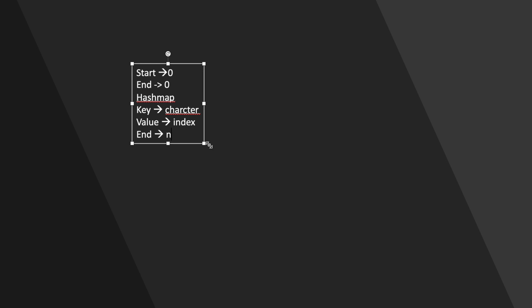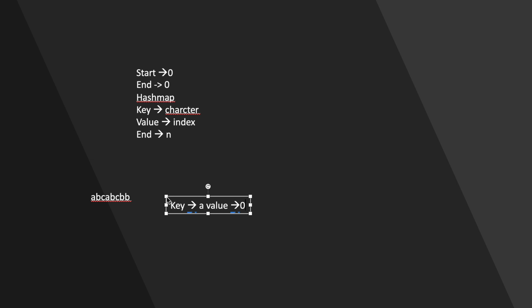Firstly, for all characters we will update the map with latest occurrence index. For example, for string abcabcbb, in hash map we'll put key as character a and value as 0. Similarly, for key b, value will be 1, and for key c, value will be 2.